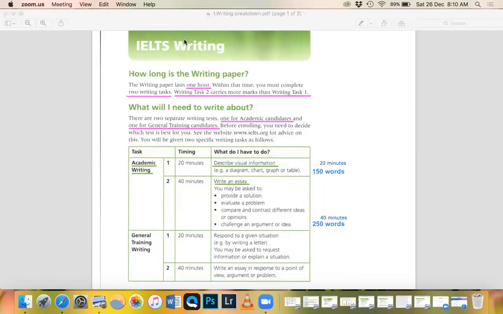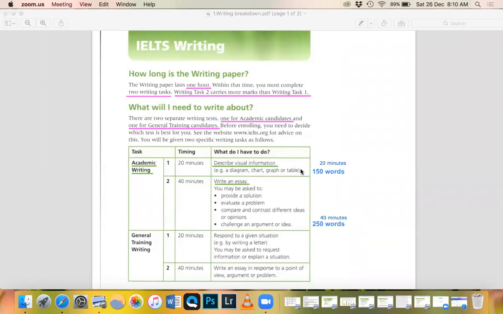For task 2 general, you'll also be writing an essay. So the skills that we learn here will be similar to the skills we'll be using for the general as well. So you'll have to write an essay in response to a point of view, an argument, or a problem. Okay, this is an academic essay. This is also an essay. It just means that the topic will be a general topic, not an academic topic. But the skills we use will be the same for both of these.